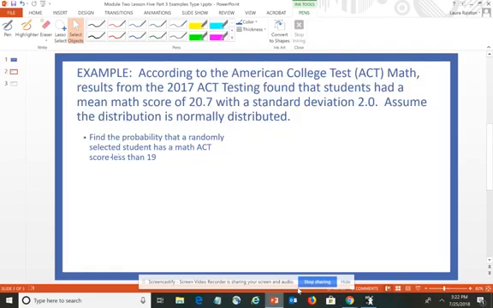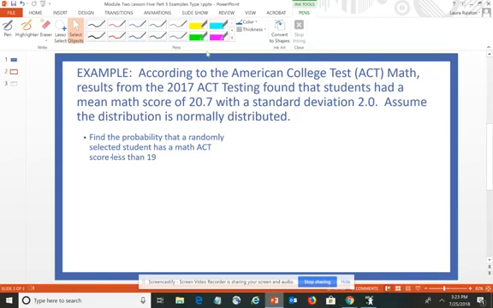According to the American College Test Math, results from the 2017 ACT testing found that the students had a mean math score of 20.7 with a standard deviation of 2.0. Assume the distribution is normally distributed. And the first question says, find the probability that a randomly selected student has a math ACT score less than 19. Okay, a couple of things to point out here.